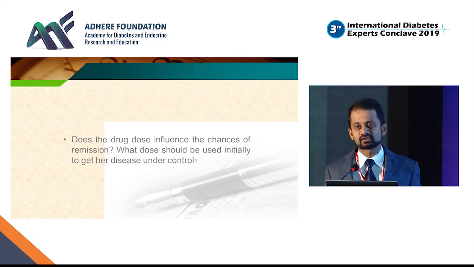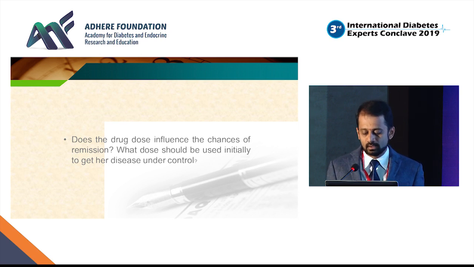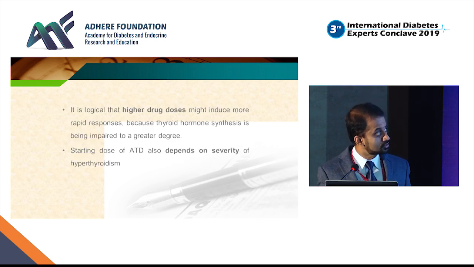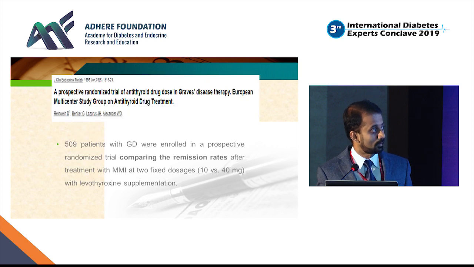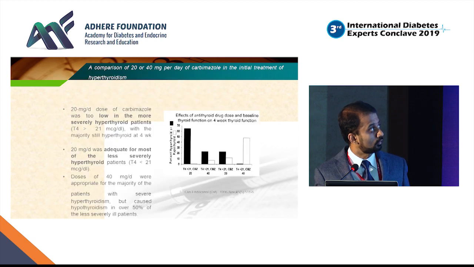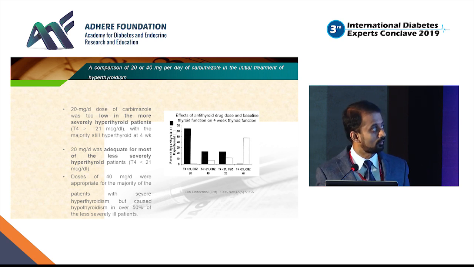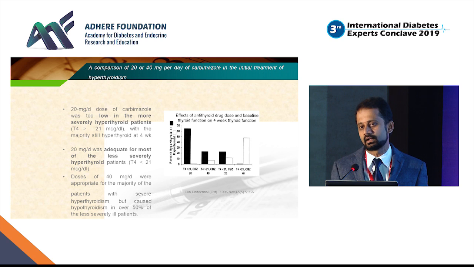So next question is, does the drug dose influence the chances of remission? The answer is, I think it is logical to use the higher dose, but it depends on the severity. This trial of 509 patients compared the remission rates with 2 fixed doses, and it shows that the higher dose is useful only in severe cases. Just to summarize, the 20 milligram dose was low in more severely hyperthyroid patients, however, it is adequate for less severely hyperthyroid patients.